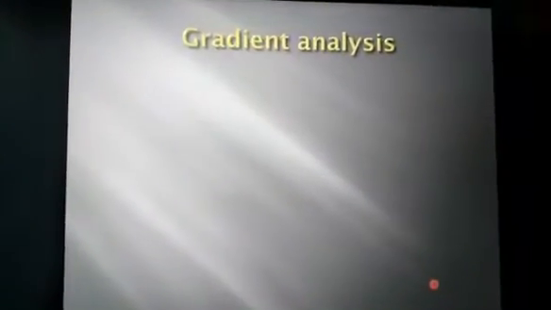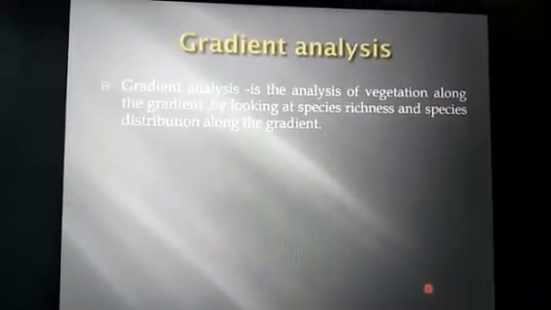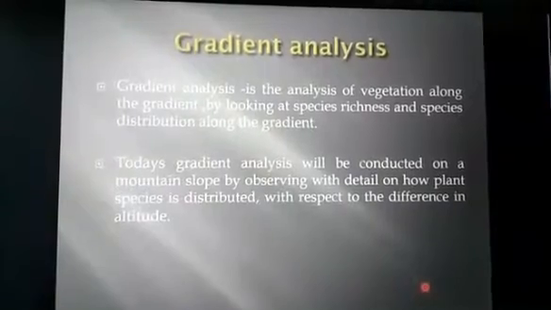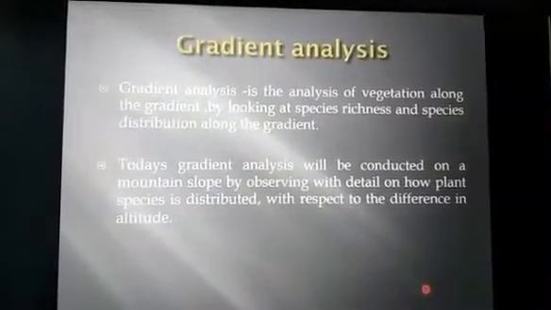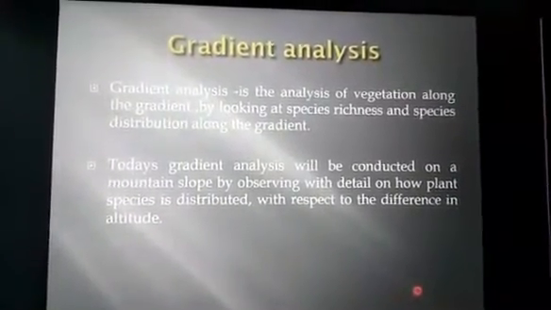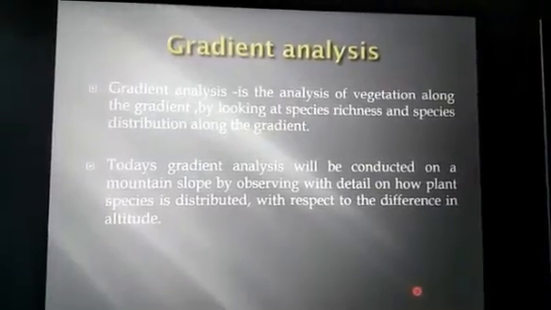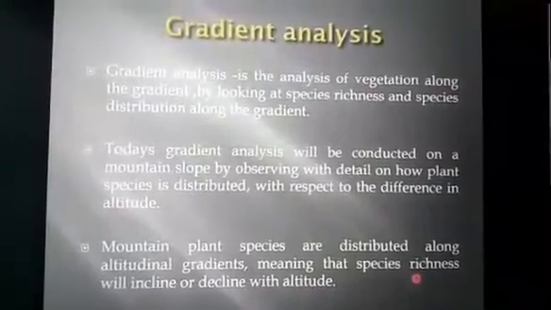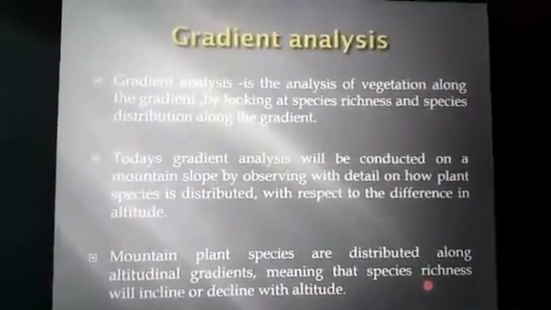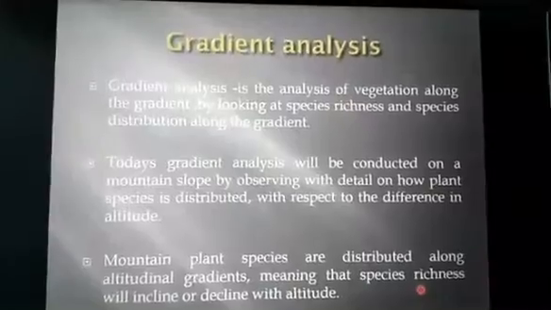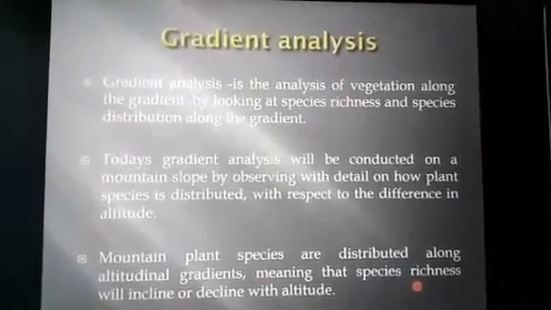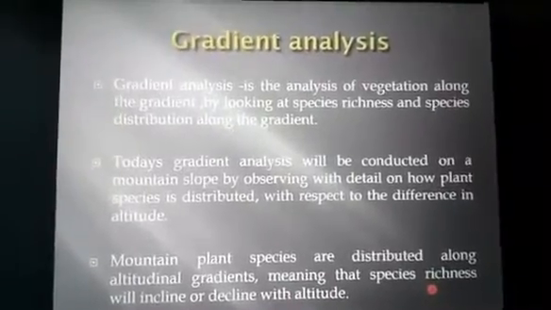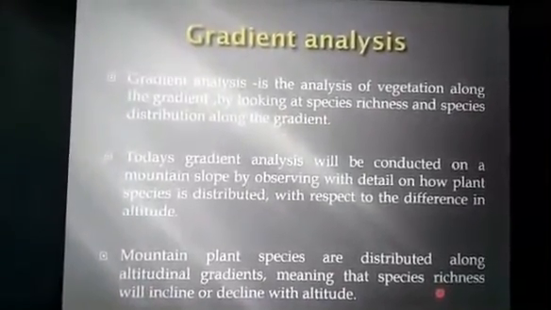stands. So gradient analysis, therefore, is just the analysis of the vegetation along the gradient, that is along the slope. So by looking at species richness and also species distribution along the slope. So today's gradient analysis will be conducted on the mountainous slope. So by observing with detail on how plant species is distributed with respect to different altitude.